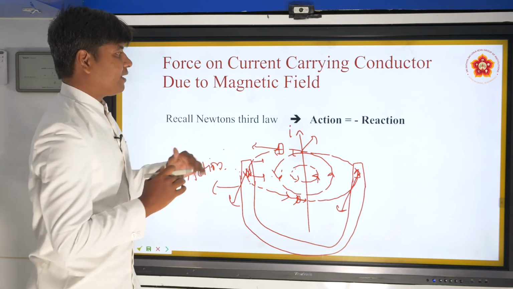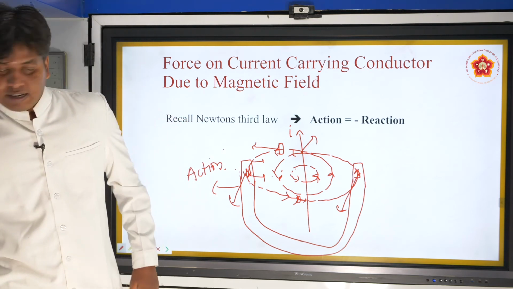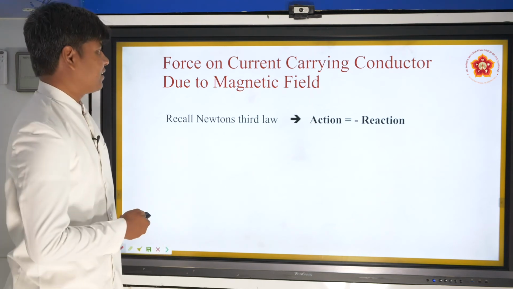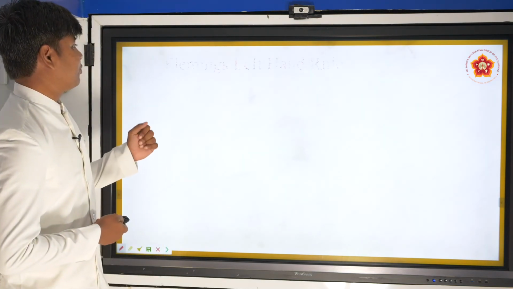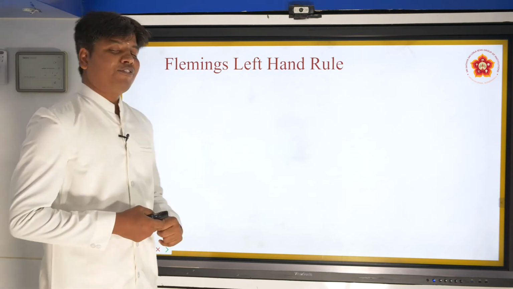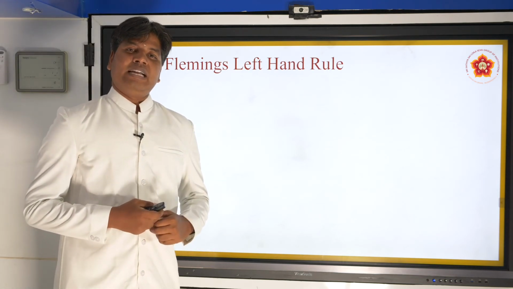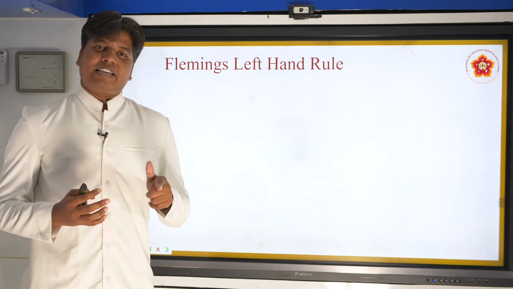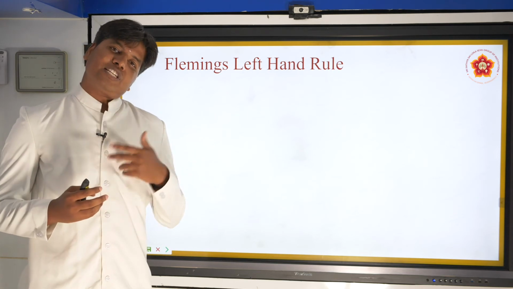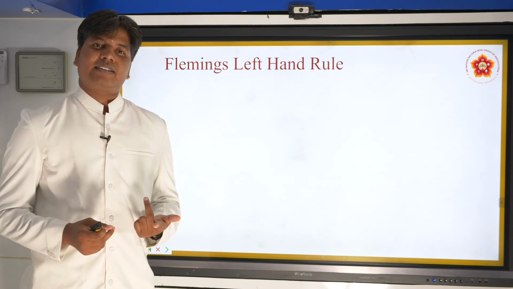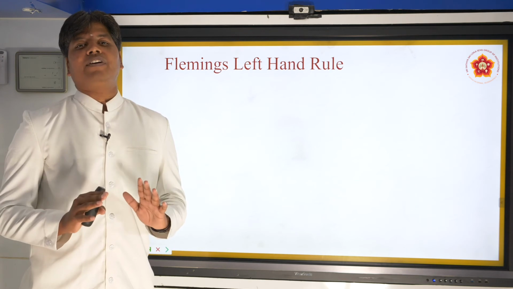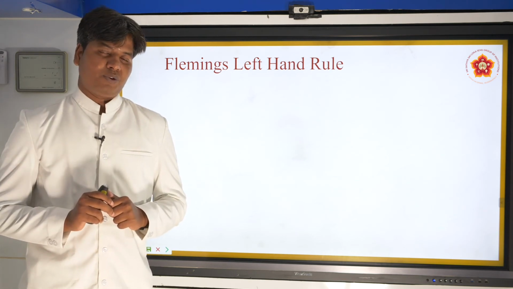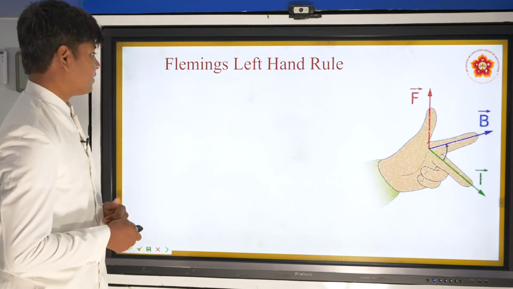Now to simplify this, our friend Fleming has invented a rule. It is called Fleming's left hand rule. If you know the direction of the external magnetic field and also know the direction of current in the current carrying conductor, you can easily identify the force experienced on the conductor. Okay, how is that? Let us go and see.